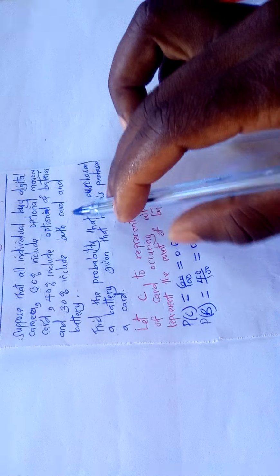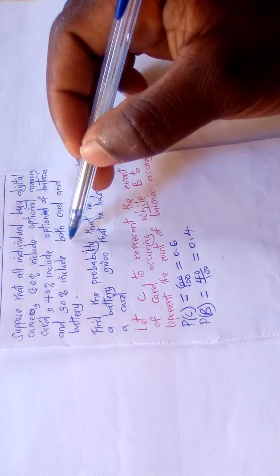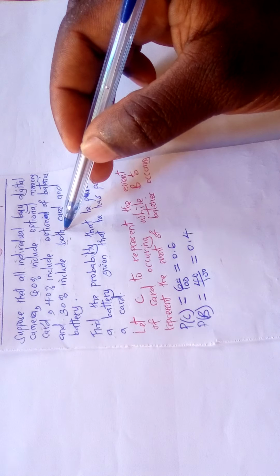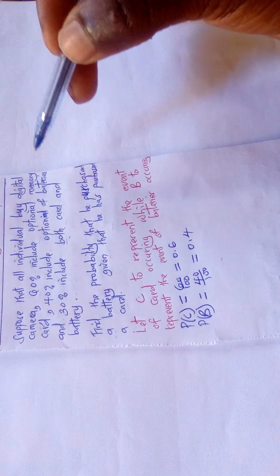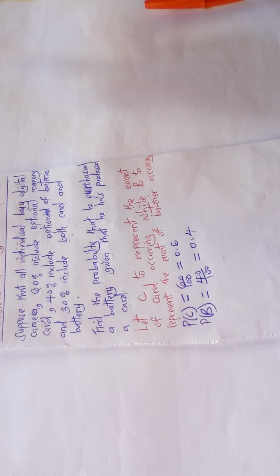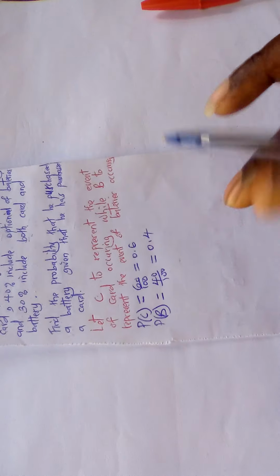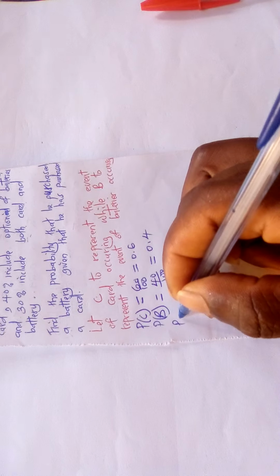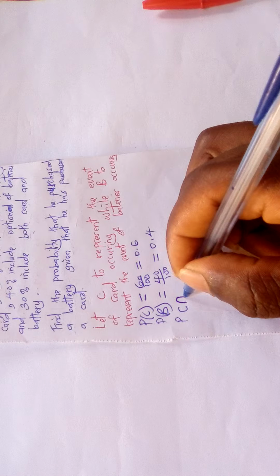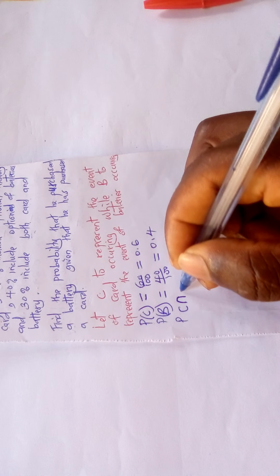Now, what does that mean? The moment you see the term both card and battery, the term both means that it is an intersection. Yes, so it is an intersection between a card and a battery. So that is it. So you will just come and say here that now the probability of card intersection, remember we represent intersection with that symbol there.